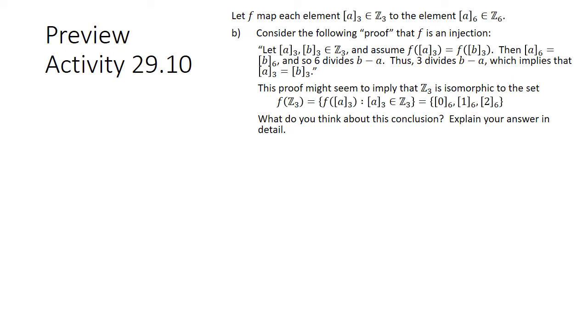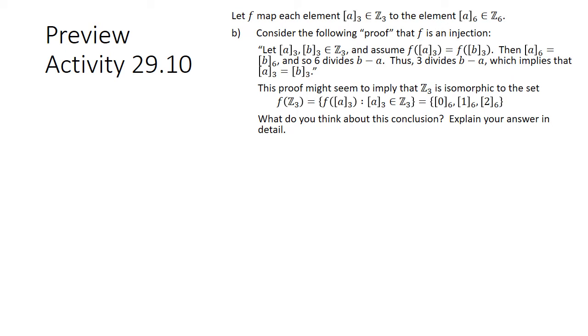And that would imply that Z3 is isomorphic to the set f of Z3, so that's the image of all the elements of Z3 under the f mapping. So an image of a set like that will automatically be surjective onto its range. You don't have to check that if it's f of Z3. That's just the images of all of Z3. So f will be surjective onto the range like that. I'm not making any sense, sorry. What do you think about this conclusion? Explain your answer in detail.